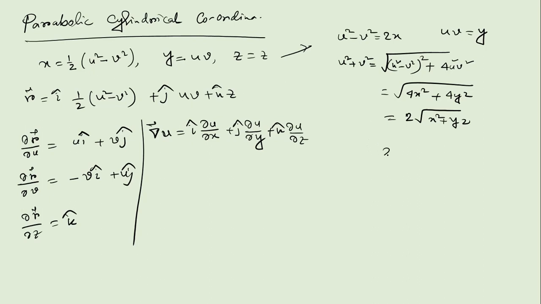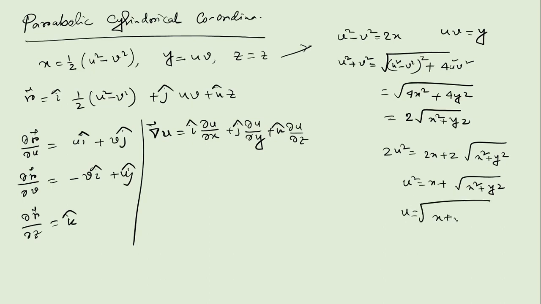So if you add these two, 2u square will give you 2x plus 2 root under x square plus y square. So u square equals x plus root under x square plus y square. This is the value of u square. So u equals root under x plus root under x square plus y square. This is the value of u. Similarly, we get the value of v, and just substitute this value, you will get the answer for this.